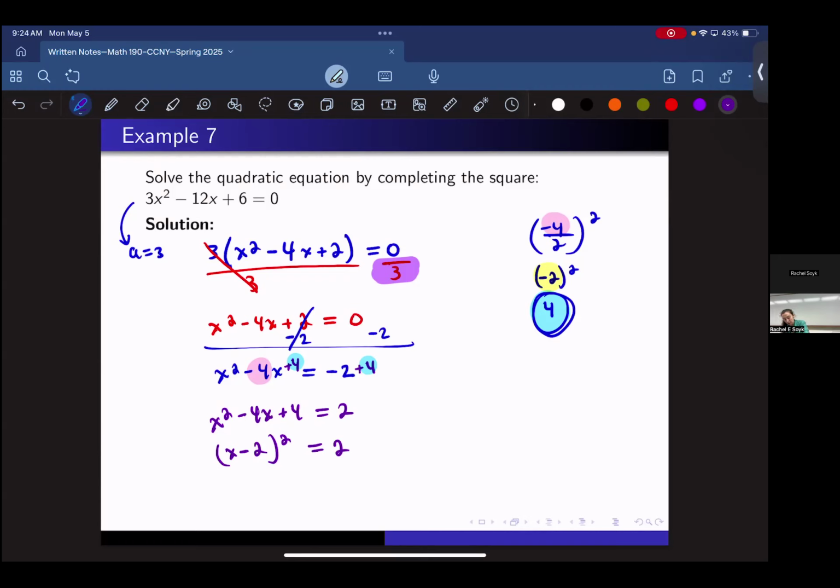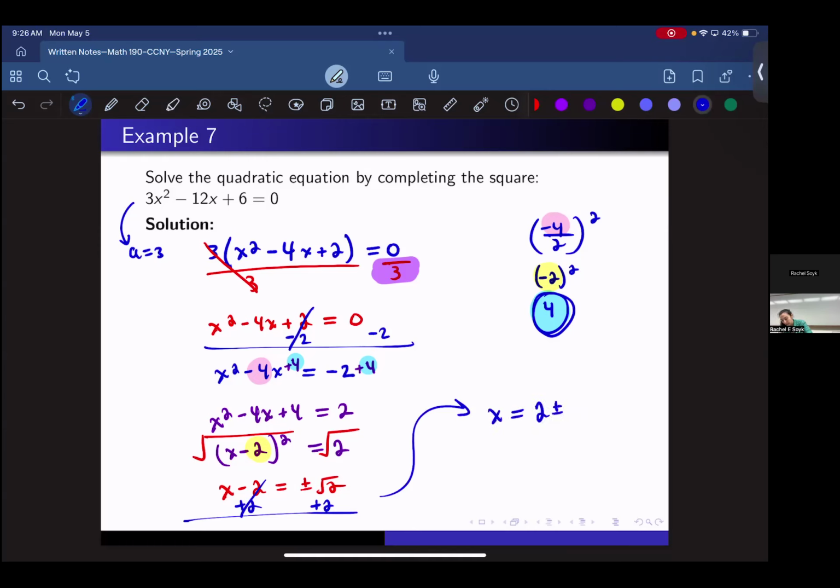And then, let me just highlight. And now we're back to the good old square root property. And so our final answer is just x is equal to 2 plus or minus square root of 2. And we're done. Right?